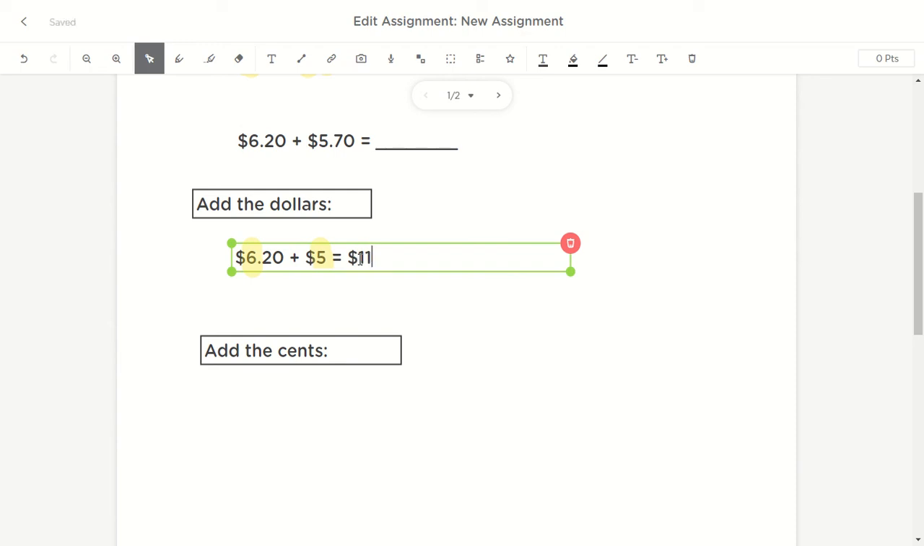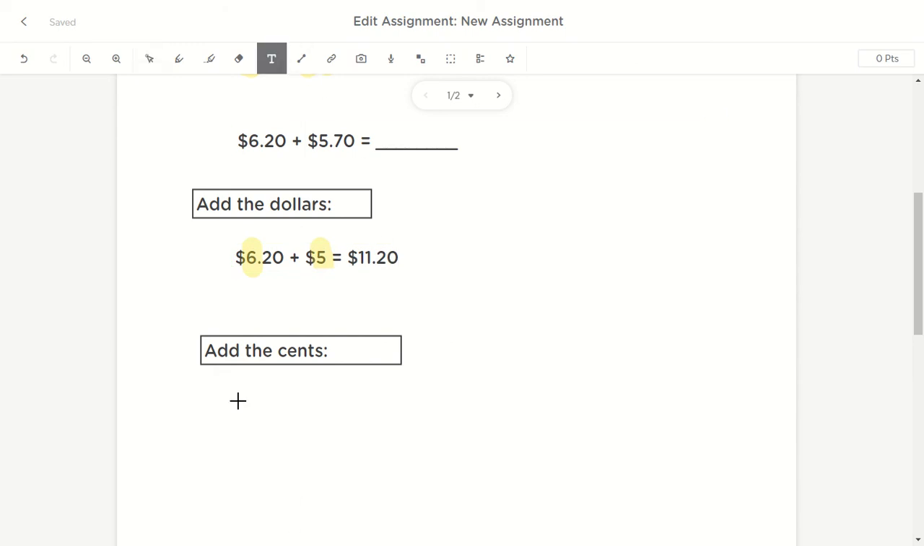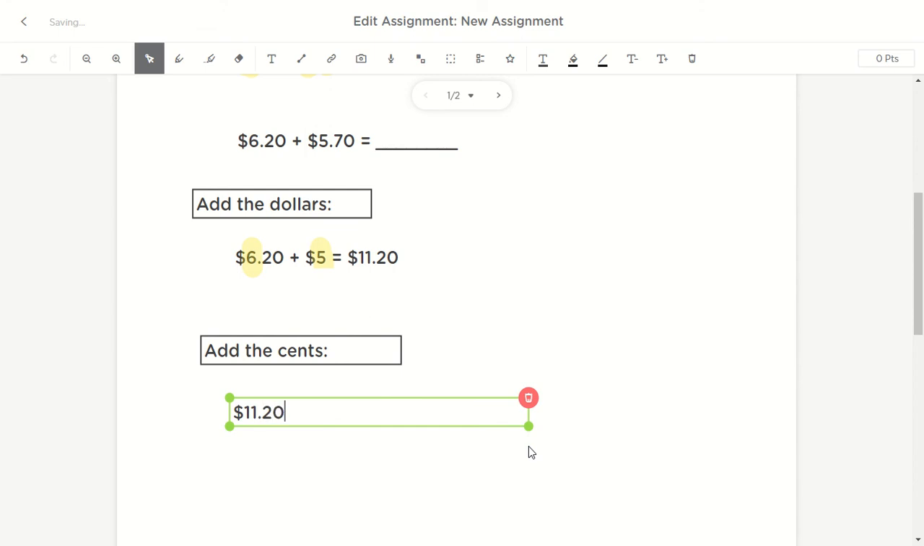Did I add a coin set? No. So I keep 20 cents the same. So it's $11.20. Now I'm adding the cents in. So I have $11.20. I add in the 70 cents that is here, 70 cents. And what I get is, 20 cents plus 70 cents will give you $11.90.